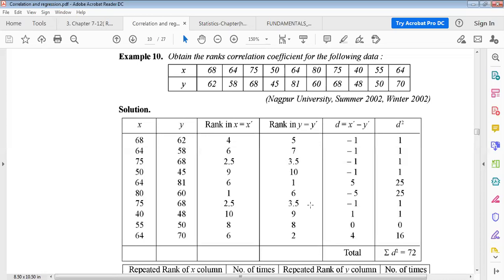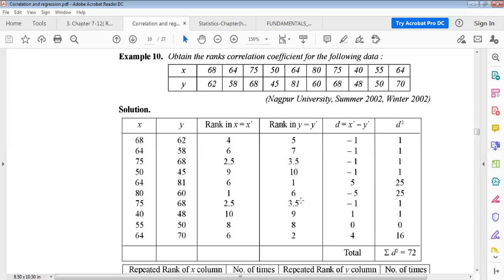So ranks 3 and 4 are used. The next rank, 5, is for 62. Then rank 6 is given to 60. The next largest number is 58, so its rank is 7. After 58 comes 50, so its rank is 8. Then after 50, the largest number is 48, rank 9. The lowest number is 45, which will be rank 10.